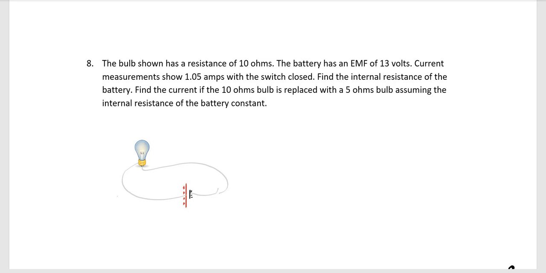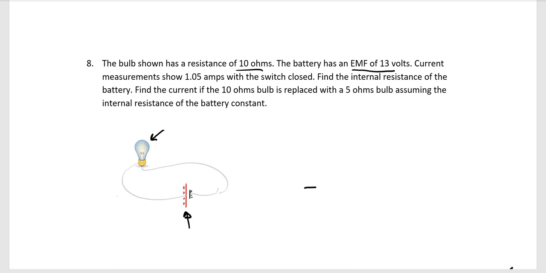I'm making this video out here to help you on a couple of your homework problems. So let's see, it says this light bulb right here has a 10 ohm resistance, the battery an EMF of 13 volts. Just a reminder, EMF stands for electromotive force. That's the open circuit voltage of our battery here. Current measurements show 1.05 amps with the switch closed.